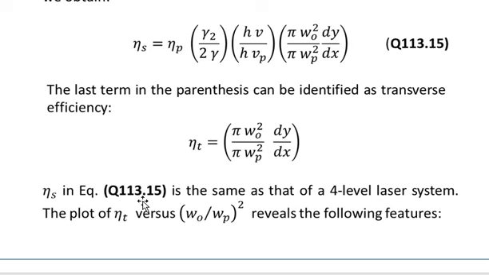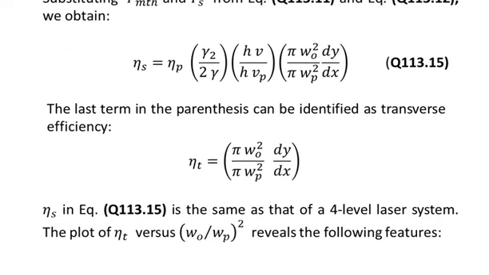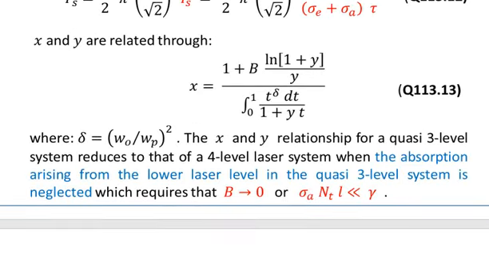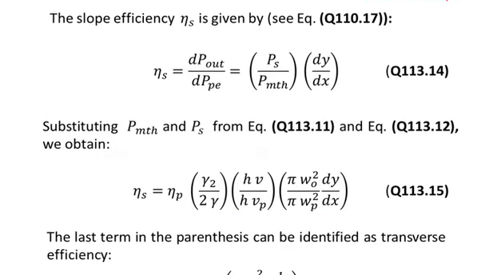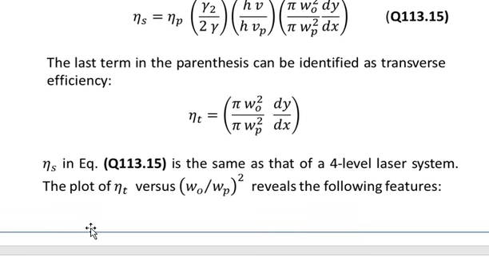So eta s in equation number 15 is the same as that of a 4-level laser system, because in the 4-level system we found the same expression. But you know that dy over dx may be different to calculate for the 4-level system and for the 3-level system, because for a 3-level system this expression differs from a 4-level system. So we are not going to calculate the value of dy over dx and then substitute over here and then plot this whole expression. So we are just going to give some output from that plot.